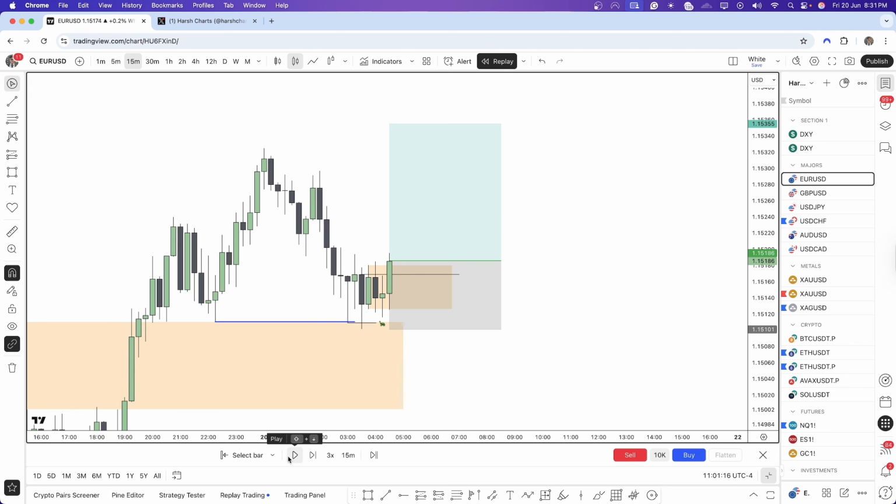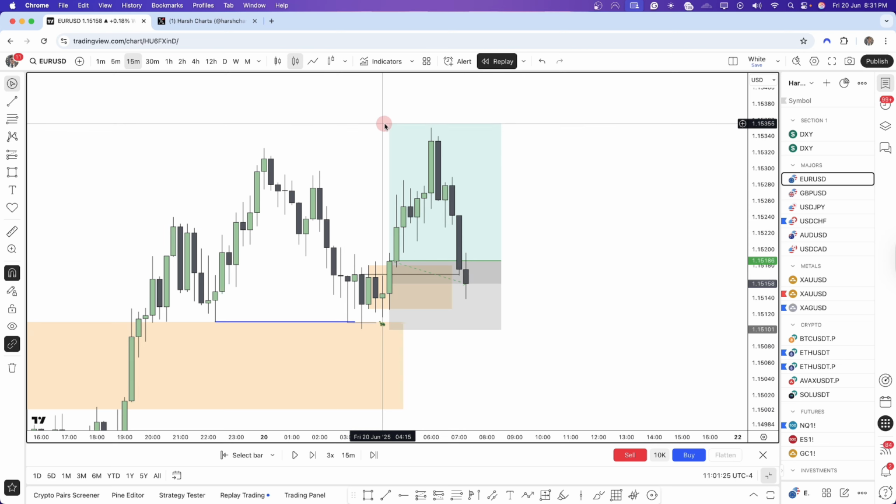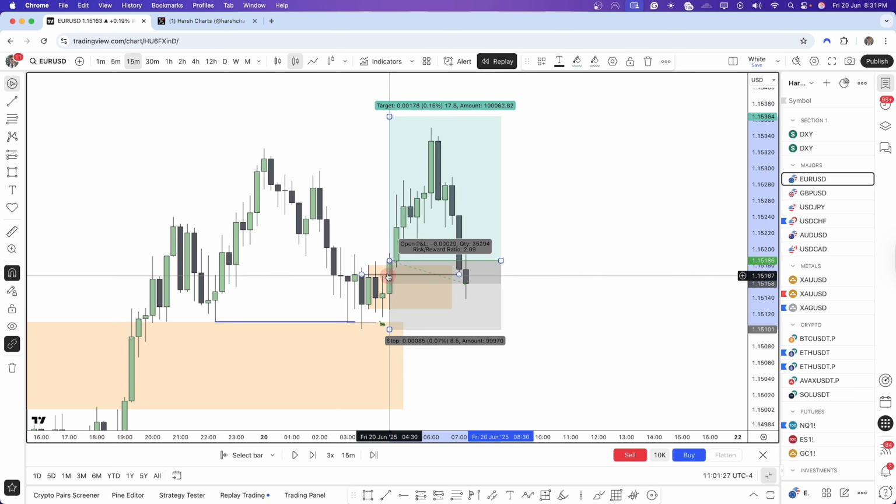Now once we got the entry, you can just see we got a nice reaction so far, and then we just missed our TP, which was somewhere here. As I said, the spread issue was there.